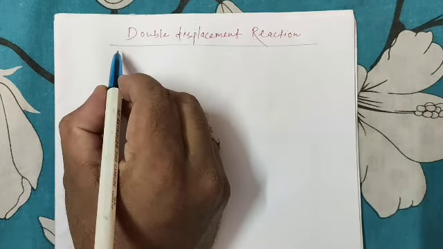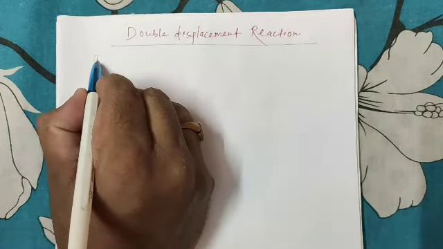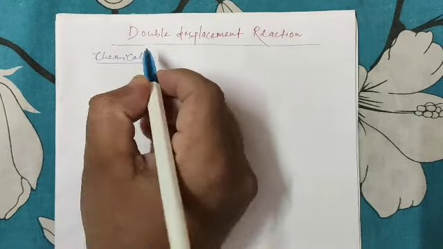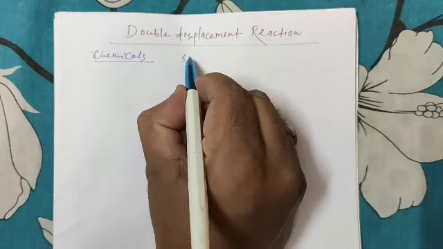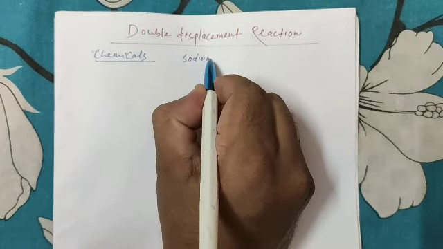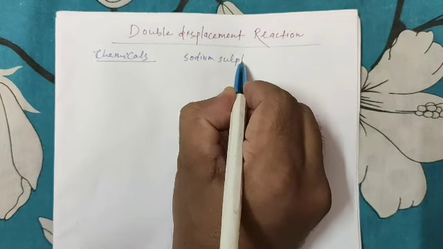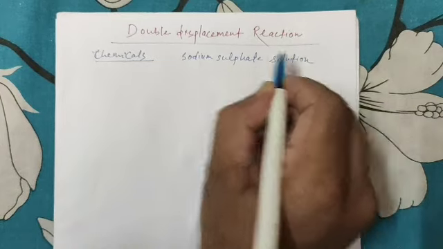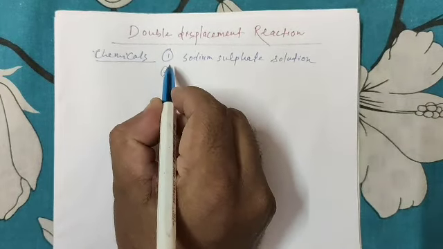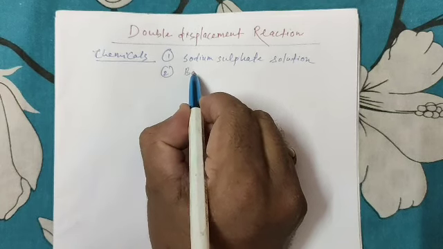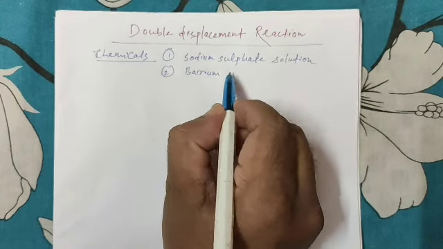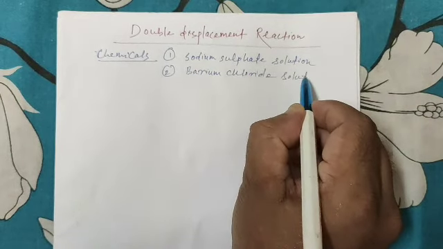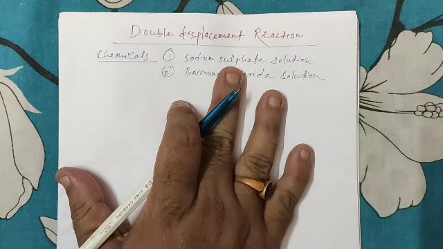For this you will take two chemicals. First is sodium sulfate solution, and I am taking another solution, that is barium chloride solution. So I am taking two solutions.